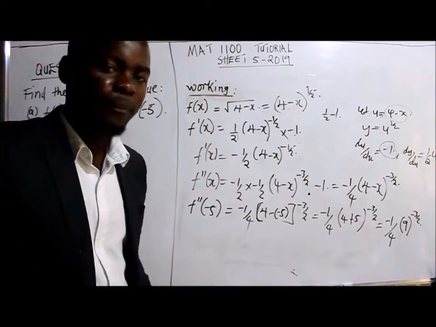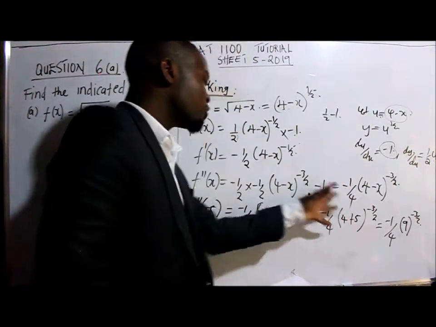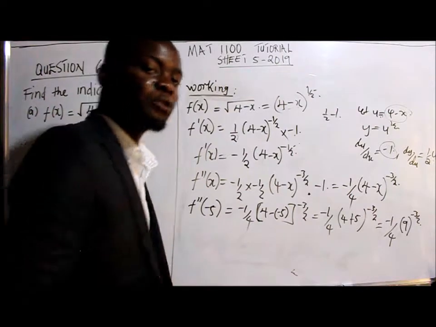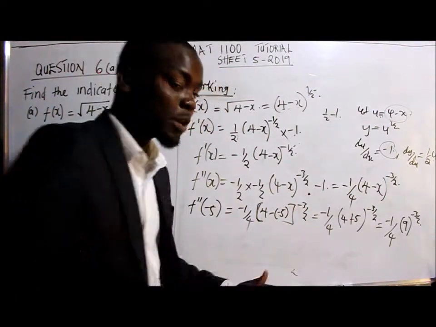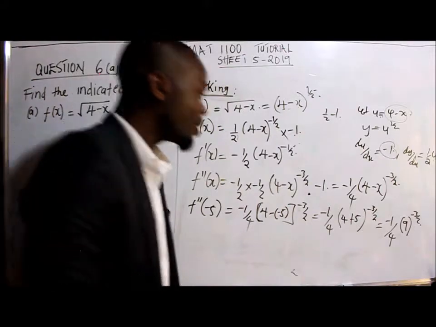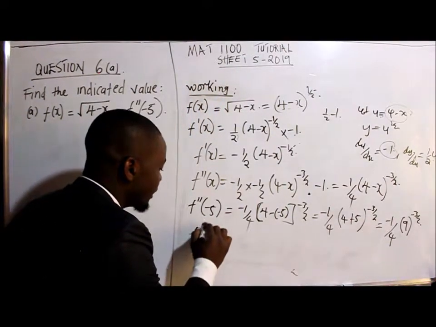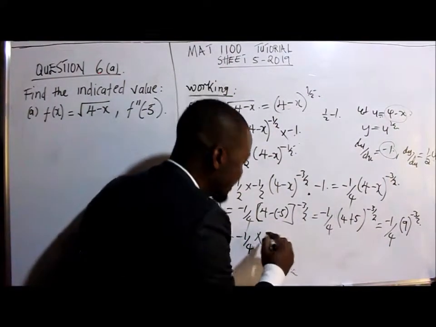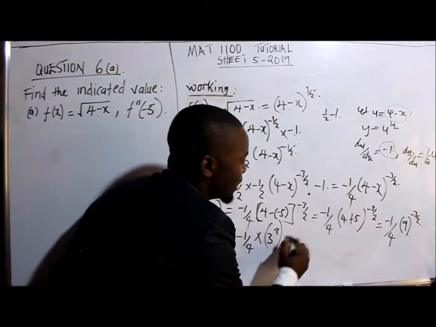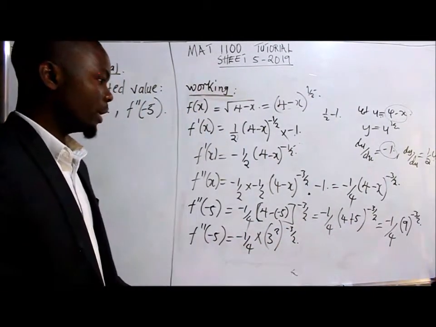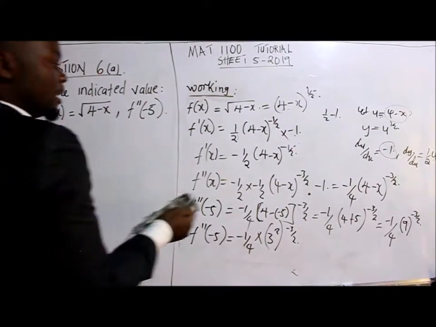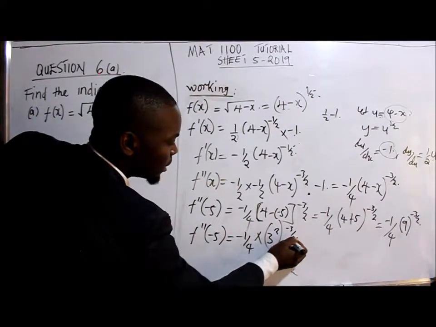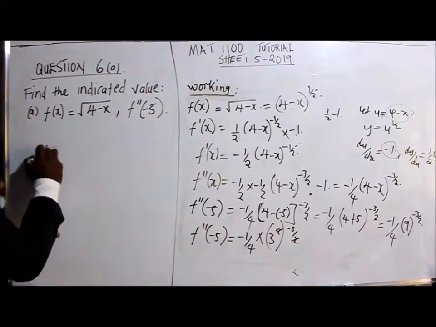Now how can you simplify? For you to simplify easily, you should know how to dance with numbers as usual. We know that 9 is the same as 3 to the power 2. So we have negative 1 over 4 times 3 to the power 2, multiplied by negative 3 over 2. When you do this, we can cancel out this 2 and this 2.